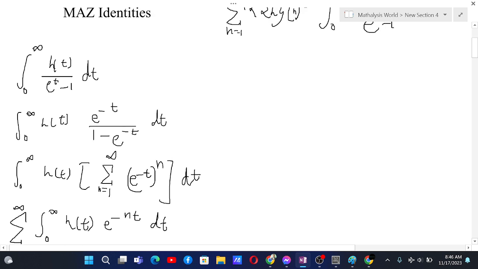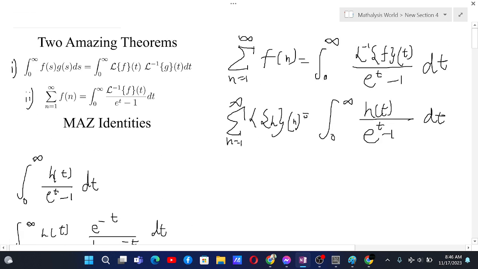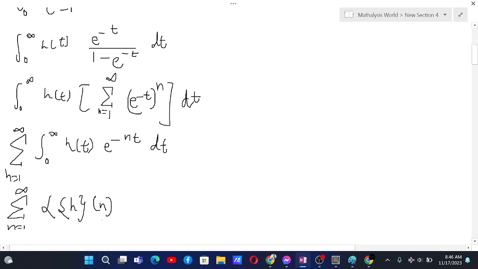So you see, we have proved this statement that this integral is equal to summation from n equals 1 to infinity of the Laplace transform of h into the world of n, which is what we get here.